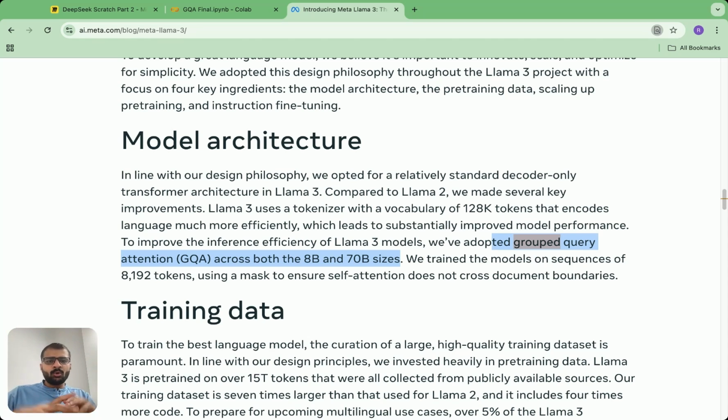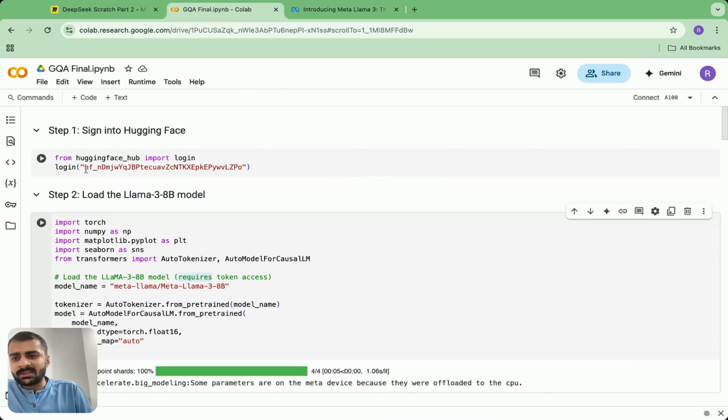Then I wanted to explore further with Llama 3, and I wanted to create a heat map across the different heads so that I can visualize the groups which are there. And I wanted to see whether the keys across groups are the same and the values across groups are the same. So that's exactly what I did.